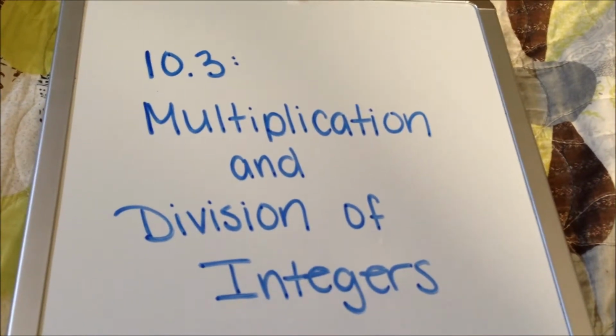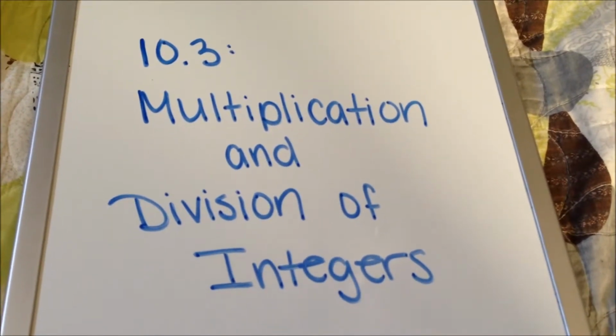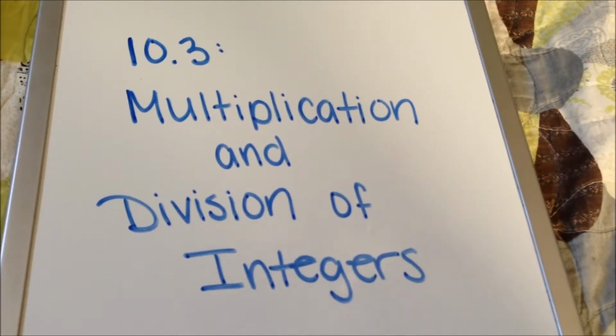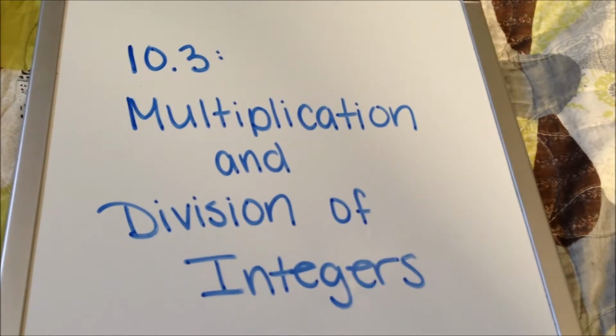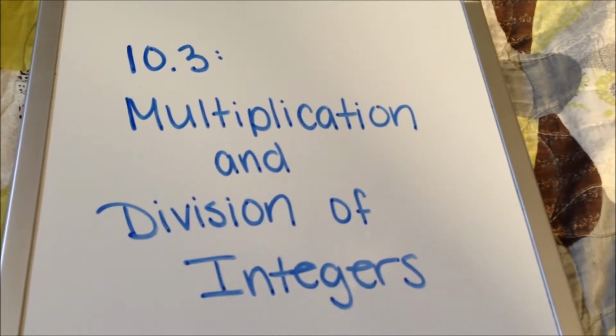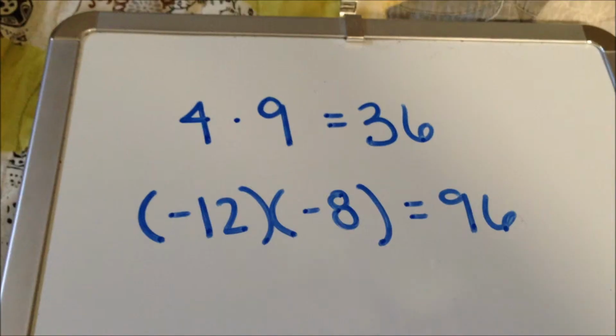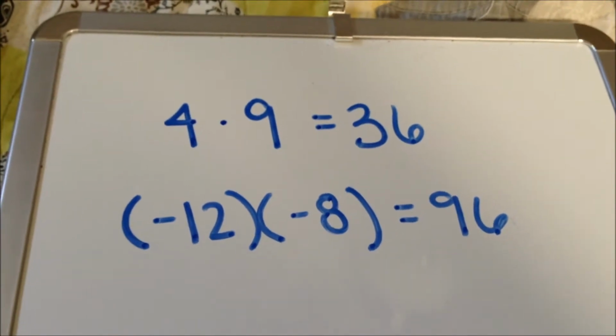Section 10.3, Multiplication and Division of Integers. Remember, integers include negative numbers, positive numbers, and zero, but they do not include fractions or decimals. Let's talk about the rules for multiplication.